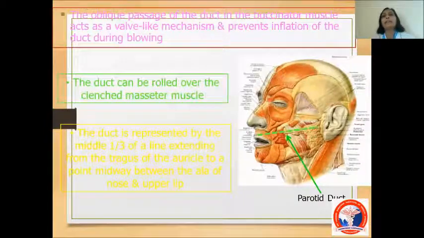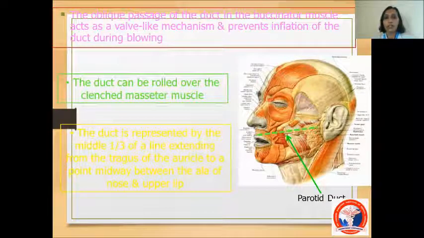The oblique passage of the duct in the buccinator muscle acts like a valve mechanism. This valve prevents inflation or air from entering the duct through the oral cavity, especially during the action of blowing when the cheeks are fully blown out like this.